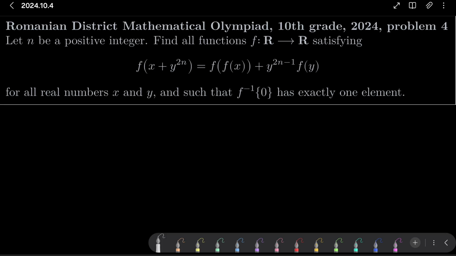And a further condition is given, which will be very important, such that the preimage of 0 has exactly one element. So there is exactly one number x such that f of x equals 0. Exactly one. Here are my hints for this functional equation.